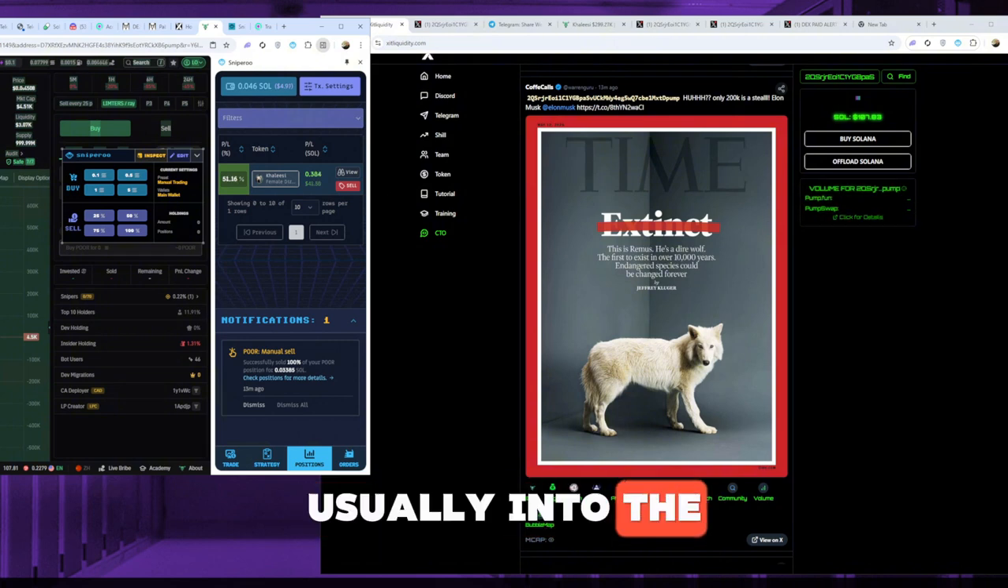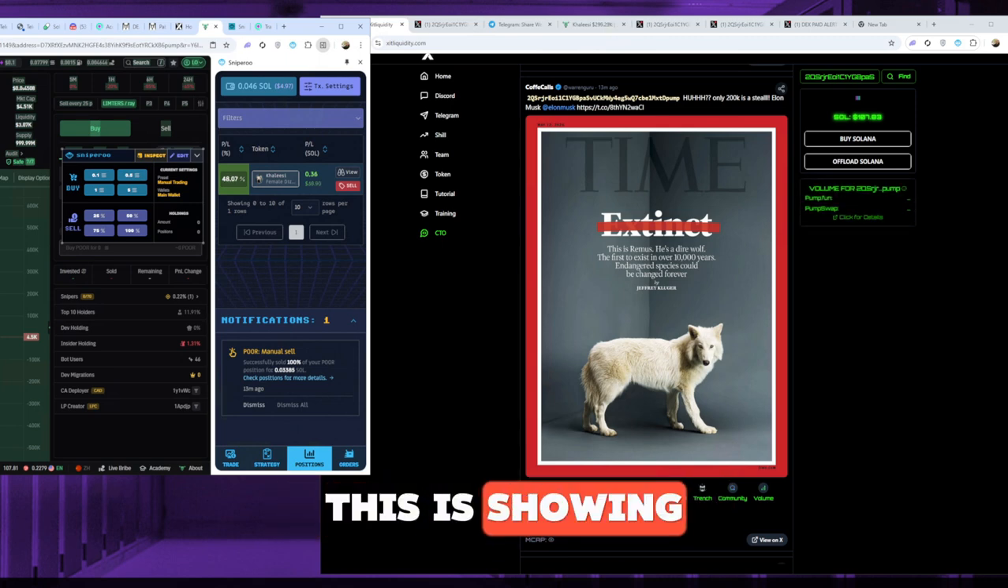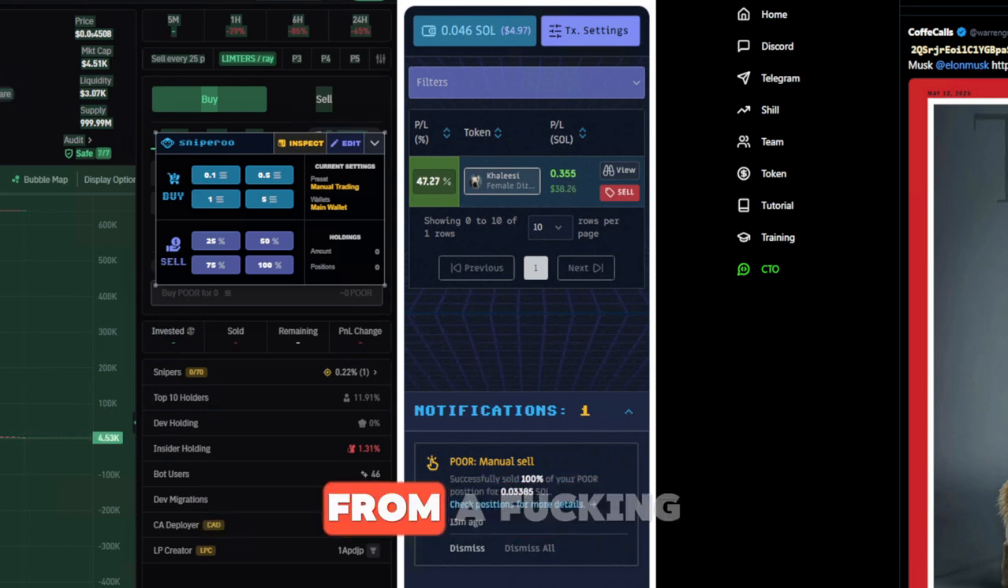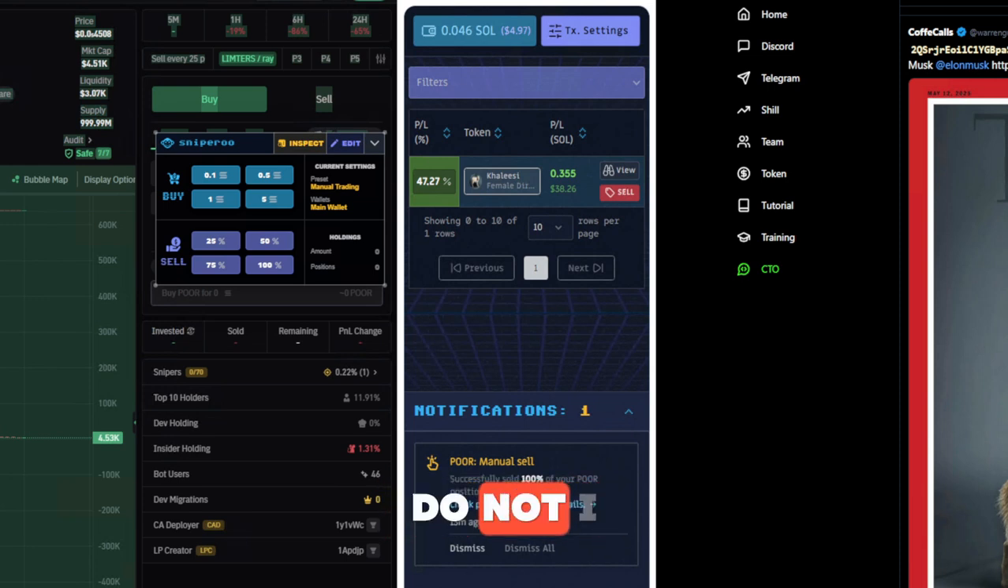I know I'm usually into the trading side of things, not the dev side of things, but this is showing you transparency when it comes down to it. So we're at 48%, and it's literally like stealing candy from a baby. I cannot make this up.